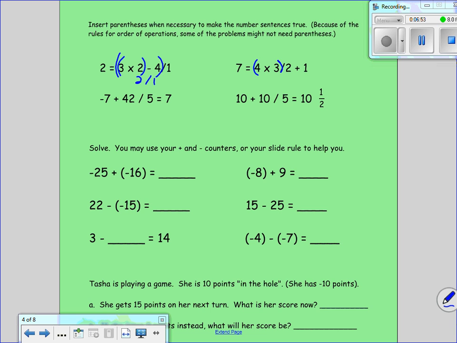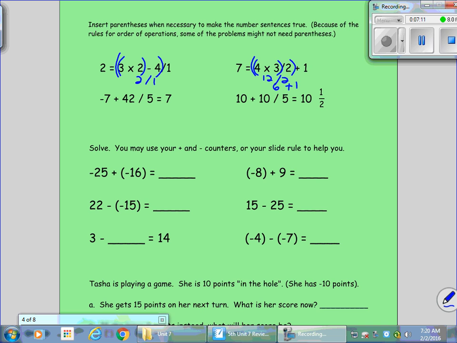We're going to go 4 times 3, which would be 12. So we're going to do 12 divided by 2, which is 6 plus 1. You say we have 12. We're going to divide it by 2, which would give me 6. Then I'm going to add this 1, which would give me 7.